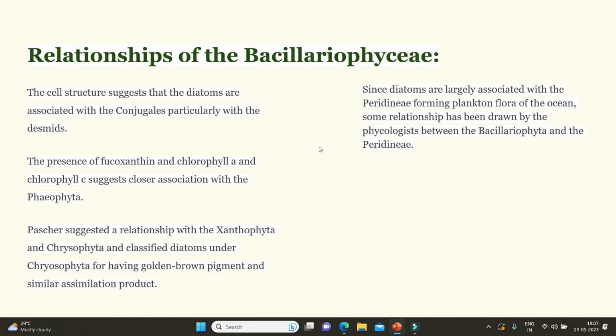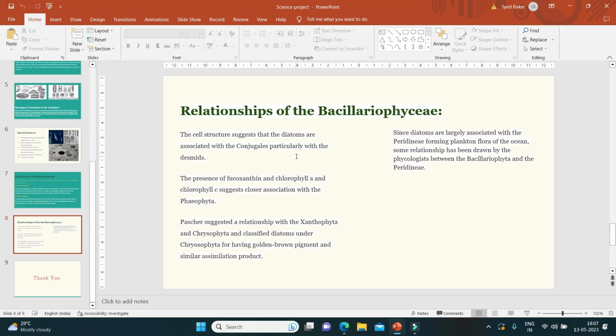Since diatoms are largely associated with the peridinians forming the plankton flora of the ocean, some relationship has been drawn by phycologists between the Bacillariophyta and peridinians.